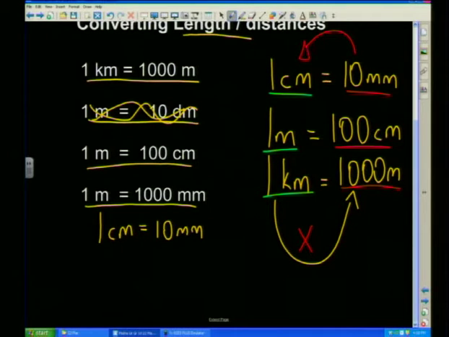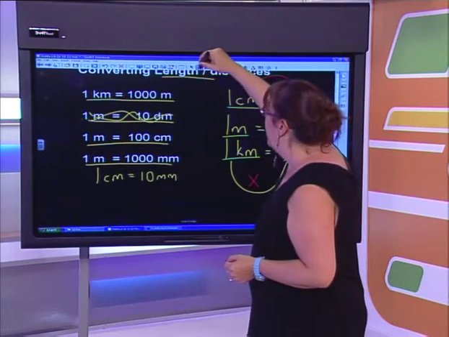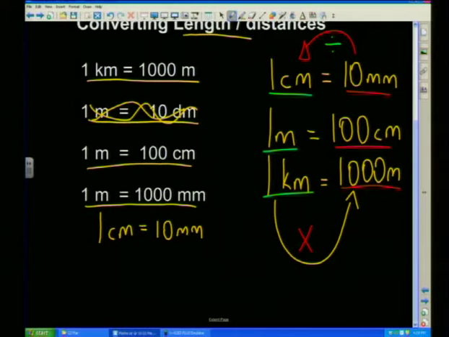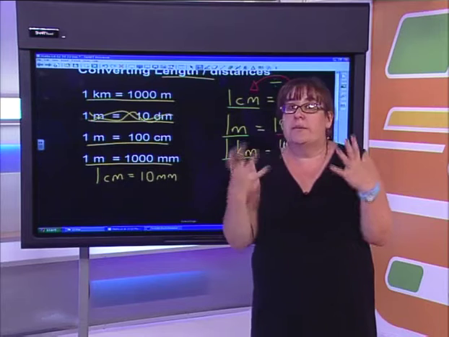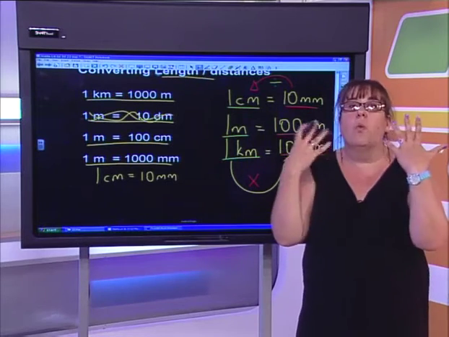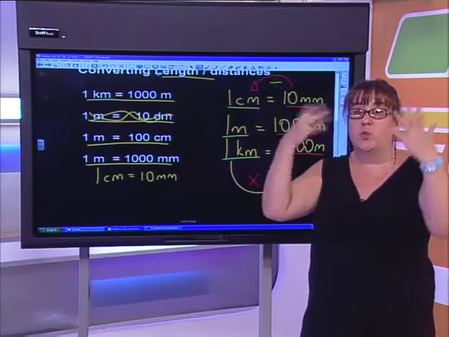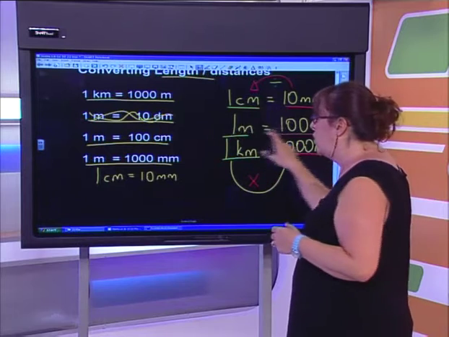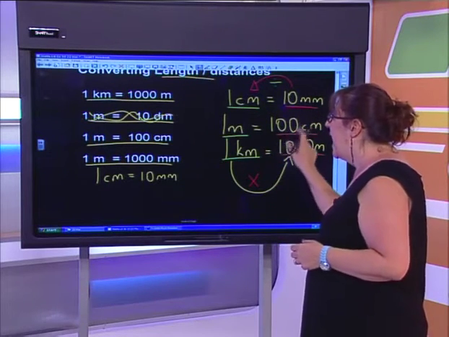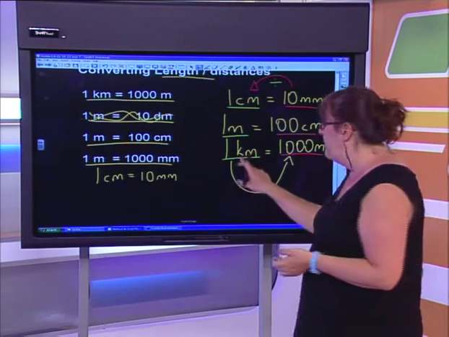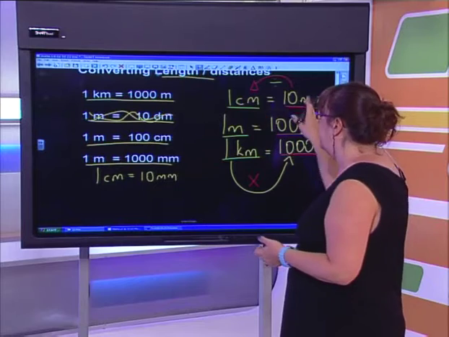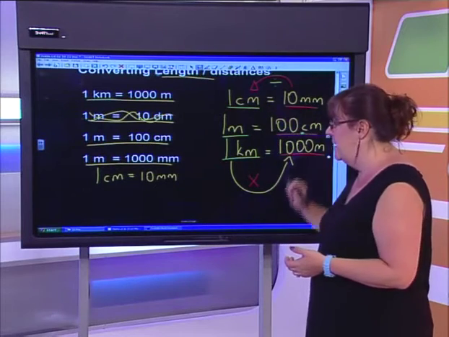And then the same thing can be said about this side. If I go from red to green, what am I doing? I am making the number smaller. So I divide. And then it all depends on what I'm converting. So if I'm going to be converting from meters to centimeters, what do I times or divide? Well, that depends on which row I'm in. If I'm converting from meters to centimeters, I'm going to use 100. If I'm converting from kilometers to meters, I'm going to use 1,000. And centimeters to millimeters, I'm going to use 10.